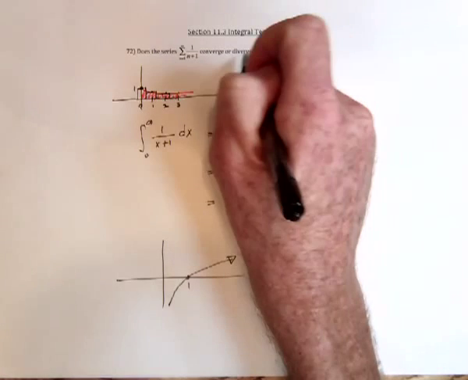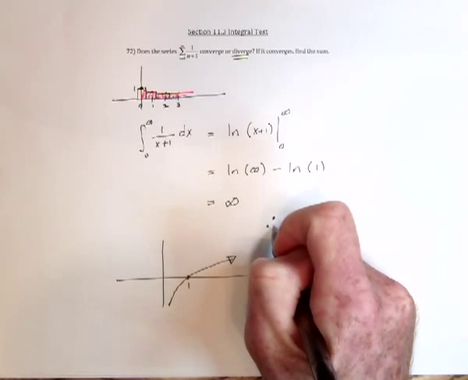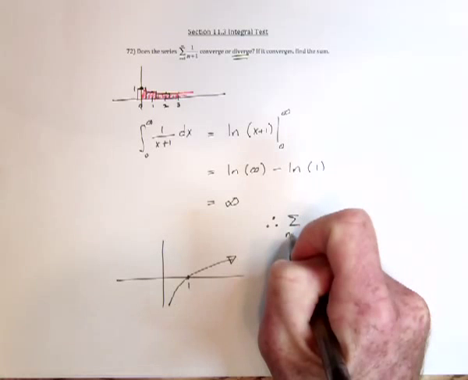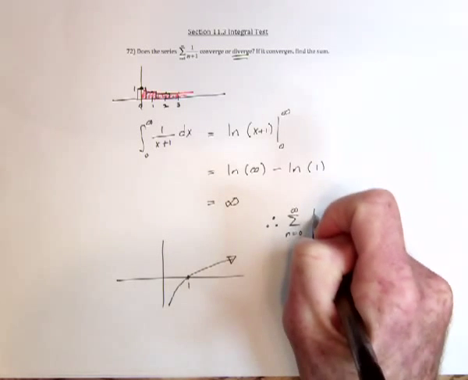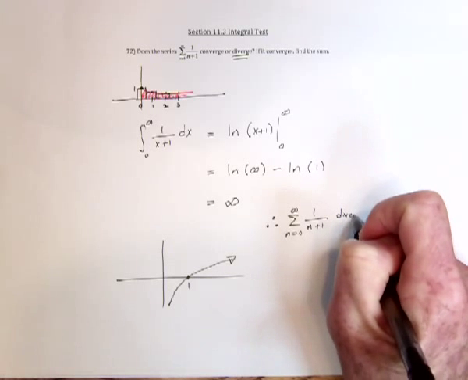So the answer to this then is that the series diverges. Therefore, the series is going to add up to infinity, or in other words, diverges.